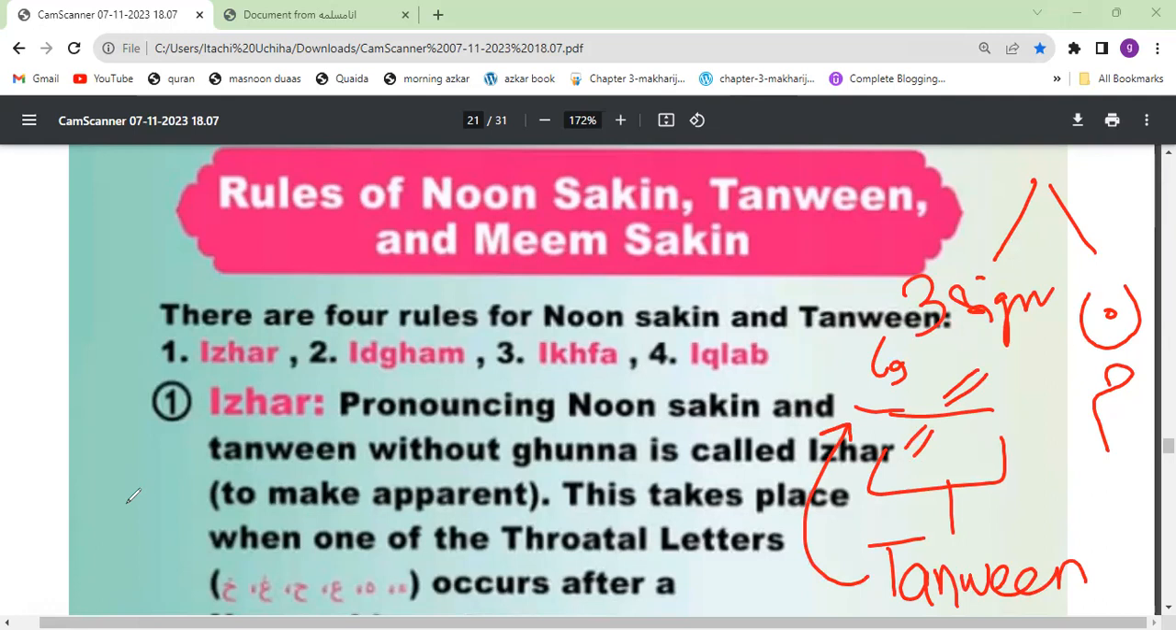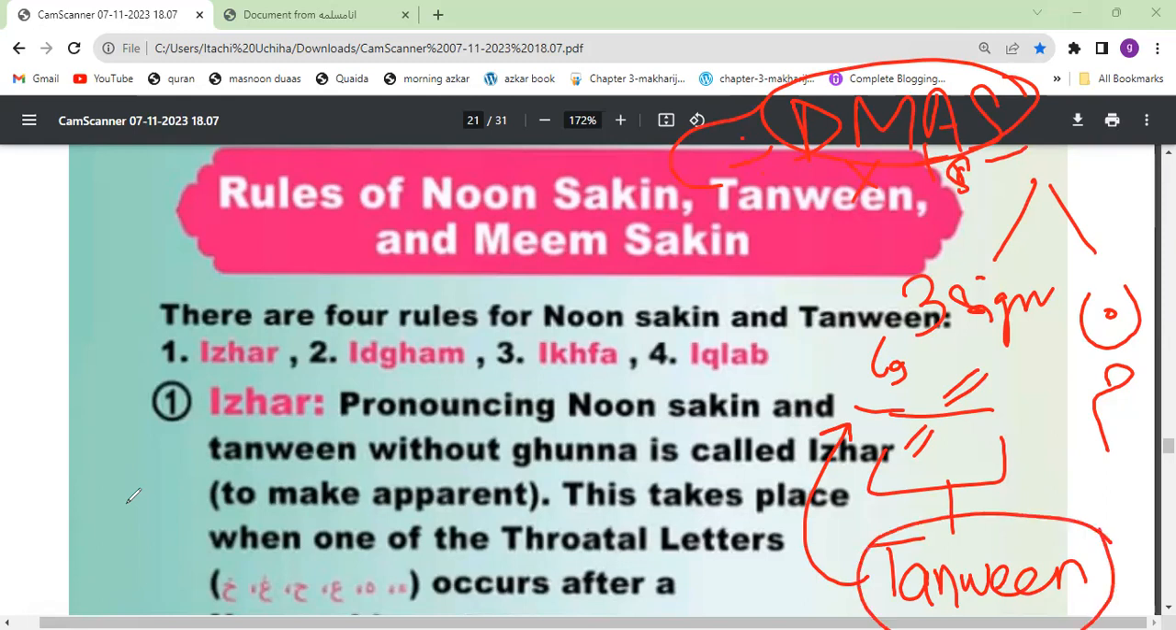Do you study maths? In maths, we have DMAS. DMAS is division, multiplication, addition, and subtraction, right? So the word DMAS represents four kinds of processes. This is how we have the word tanween for three kinds of sounds.